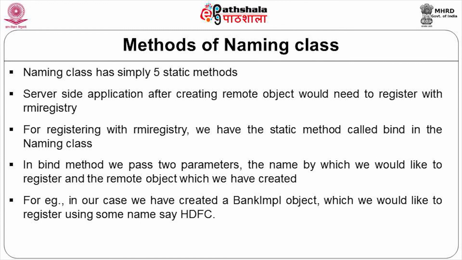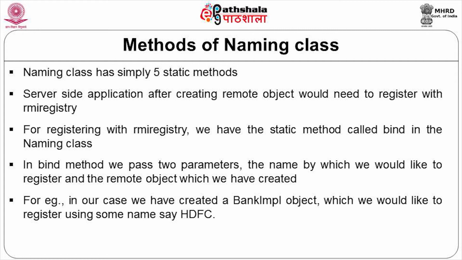Fine. The Naming class has simply 5 static methods. There are only 5 static methods in the Naming class. What would be initially used by the server side application in order to register? So first step normally on the server side would be that the server side application creates the object of the remote implementation class, and then registers.